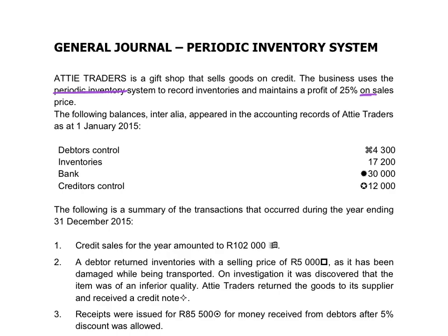Debtors, inventory and bank are all assets, and all these balances will be recorded on the debit side of the account. Creditors control is a liability, and the balance will be recorded on the credit side of the creditors control account. Credit sales for the year amounted to 102,000.